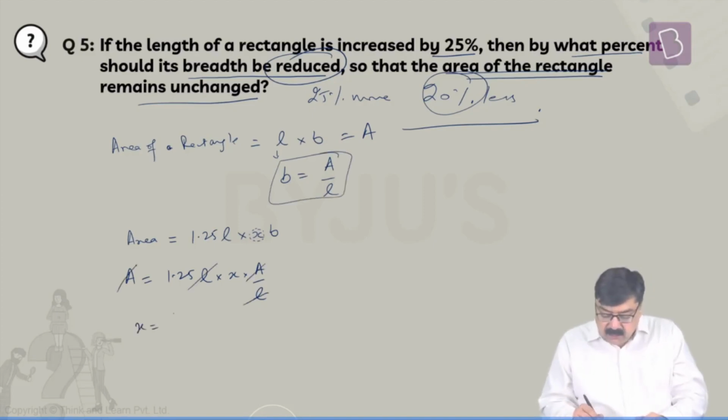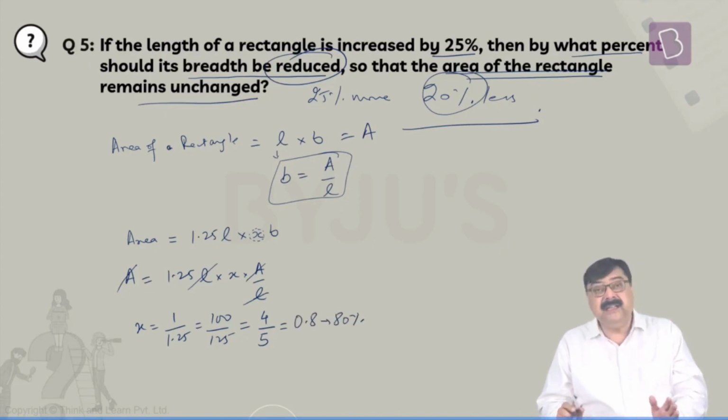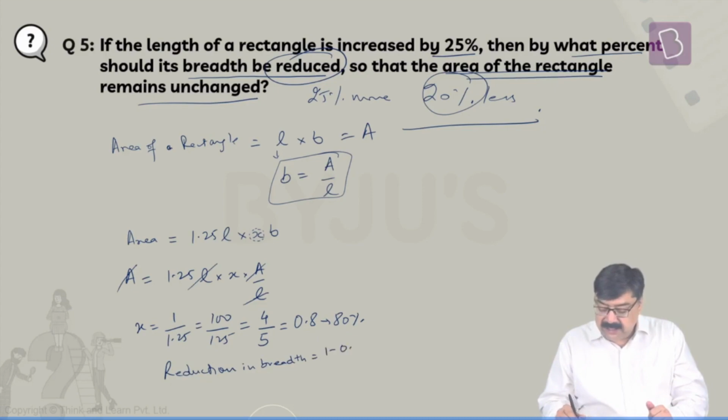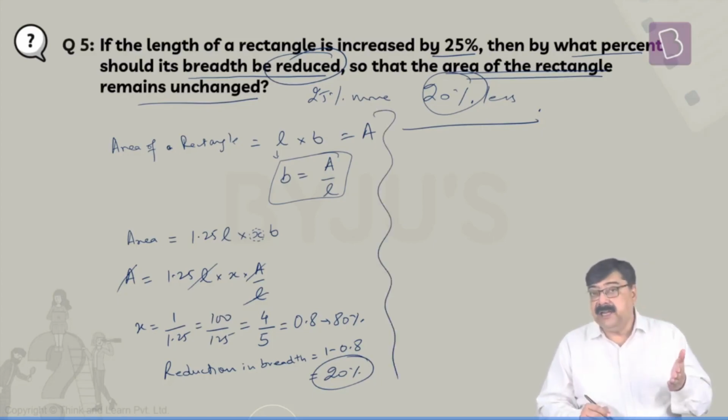So x is equal to 1 by 1.25, that is 100 by 125. So 25 into 4, 25 into 5, that is 4 by 5, which is 0.8, which is 80%. So breadth has now become 80%. So reduction in breadth will be 1 minus 0.8, that is 20%. Who wants to solve it this way? If length has been increased by 25% and area remains unchanged, then breadth has to be reduced by 20%.